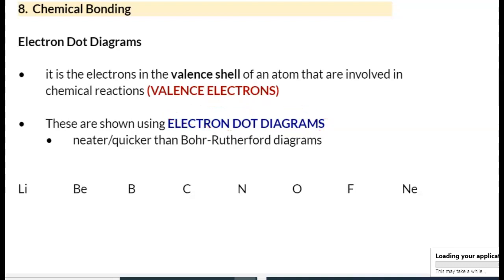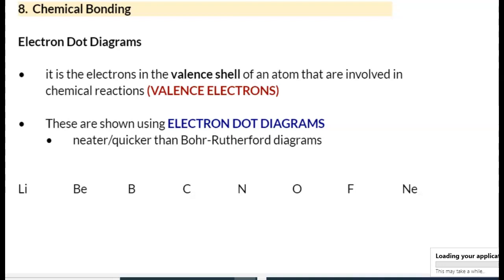From now on, what we're going to be using, in particular as we start to navigate Lewis dot structures, is these electron dot diagrams. They're going to become prominent. So what is an electron dot diagram? Essentially, it's a diagram with the element symbol in it and a dot representing each valence electron.